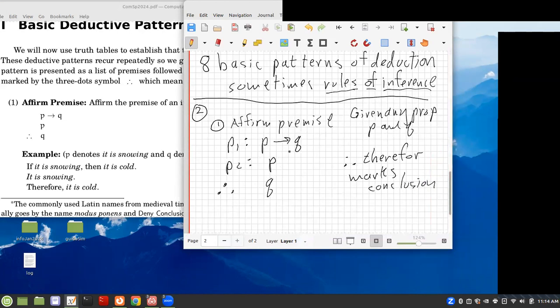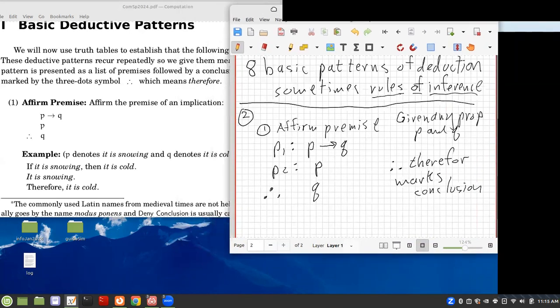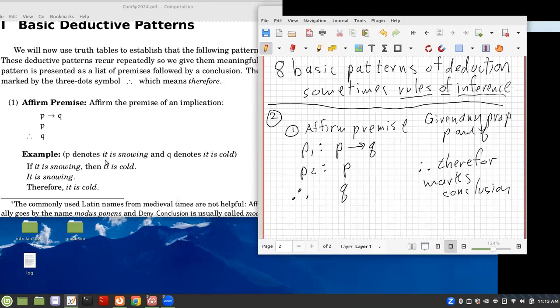Okay, so here's an example in the text. Let's say that P represents, or names, the proposition it is snowing. Although it's a snow day and it should be snowing, I look outside and I don't see any snow yet. So P might be true or might not be true where you are. And Q denotes it is cold. Right now, that's definitely true.